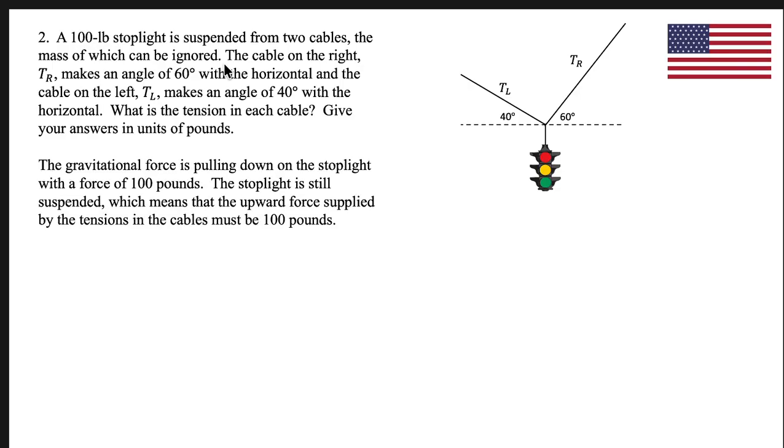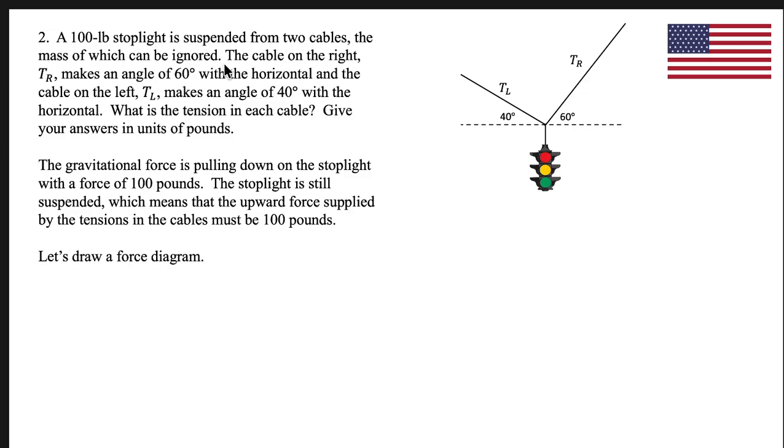Well, the gravitational force is pulling down on the stoplight with a force of 100 pounds. That's the definition of weight. Weight is the magnitude of the gravitational force. The stoplight is still hanging there, so the cables are holding it up. The vertical component of the cables must add to 100 pounds.